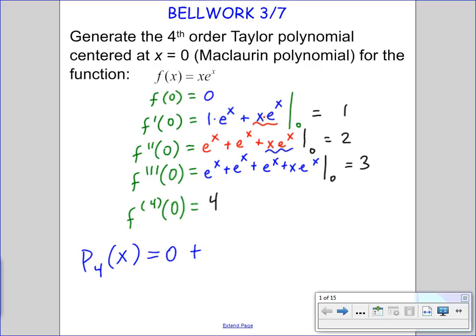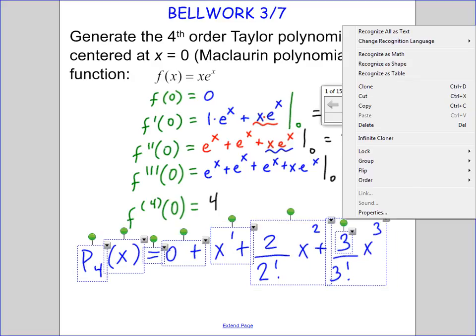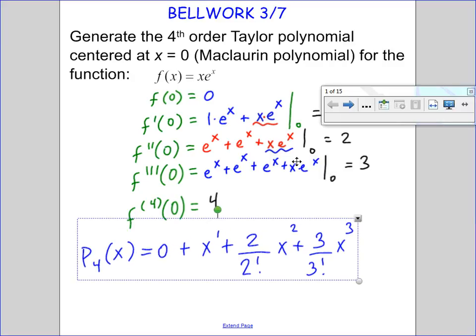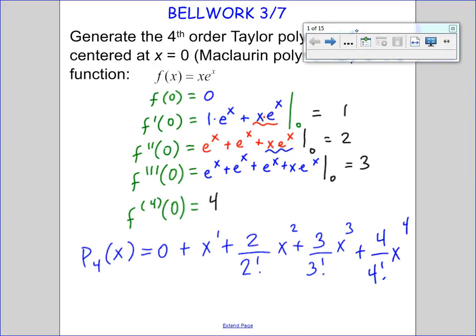f prime at 0 was 1, x to the first divided by 1 factorial is just x, plus my second degree term has coefficient 2 over 2 factorial, x to the second, plus my third degree term has the value of the third derivative at x equals 0, over 3 factorial times x to the third, and one more, plus my fourth derivative, 4 over 4 factorial x to the fourth.